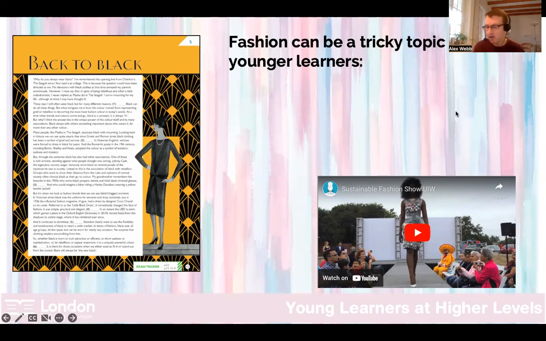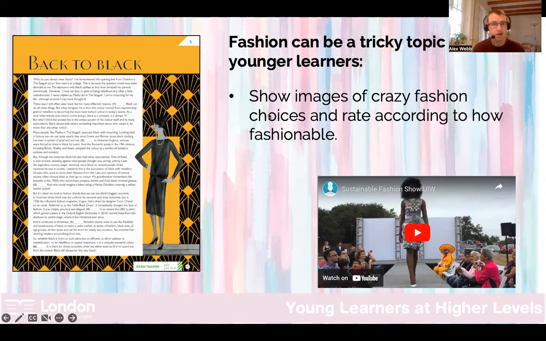And so I found myself thinking, how can I engage my students in this topic before I get them to do this reading task? Okay. And so a couple of things that I've done here with this one. I've shown images of crazy fashion choices. Okay. And I get the students to rate how fashionable the items are. Okay, this is a really fun way to lead into a topic of fashion. Okay, visuals, lots and lots of visuals on the board or on a handout.